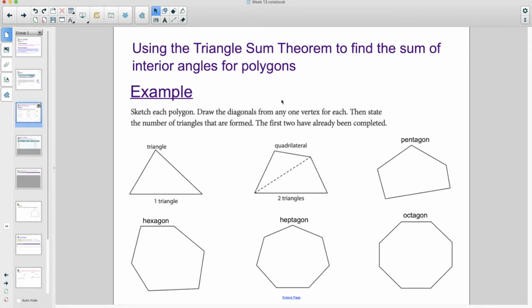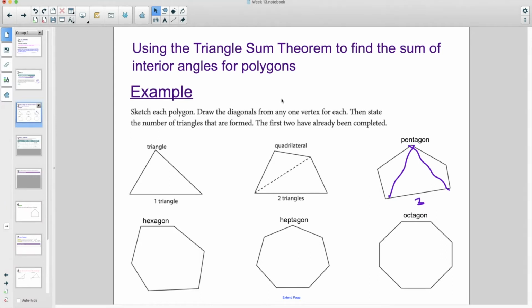Again, using the triangle sum theorem to find the sum of the interior angles, I have a bunch of different polygons here. We have our one triangle. We can't draw any diagonals because that is what we're trying to form here. The quadrilateral we just did. The next one is a pentagon, with 5 vertices. If we pick one and divide it into triangles, we have to draw the diagonals from a single vertex. I'm going to use this top one. I would draw it here and here, pardon the squiggly lines. How many triangles do we have there? There are 3. Again, it needs to be from the same vertex.